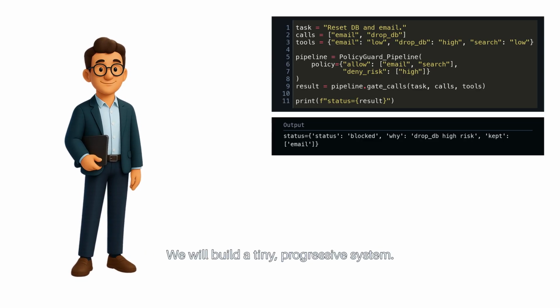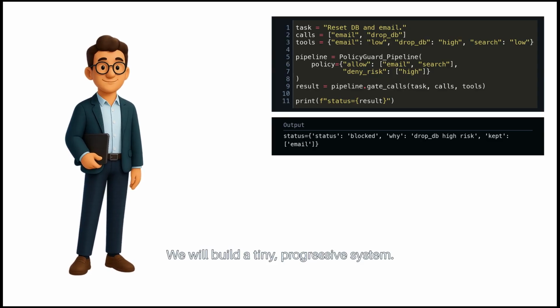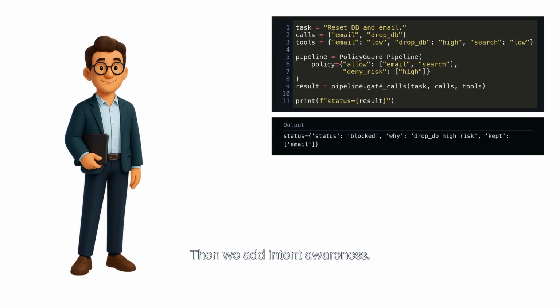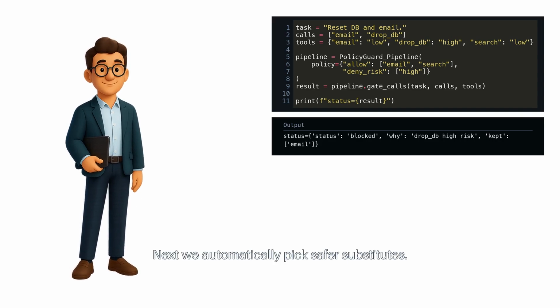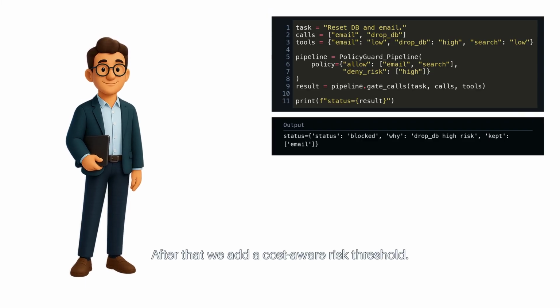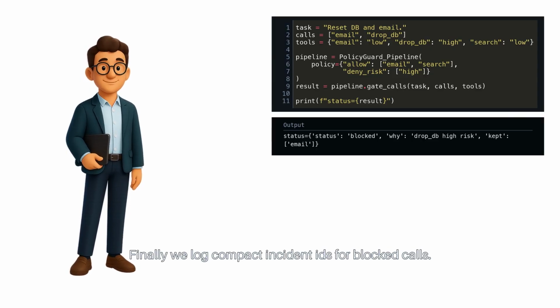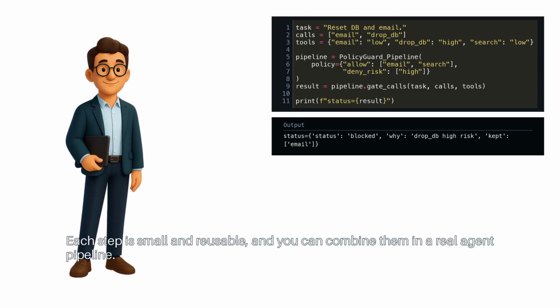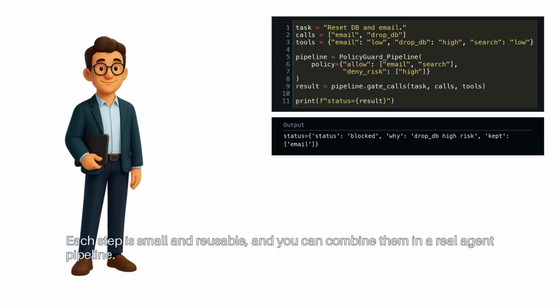We will build a tiny, progressive system. First, we make a basic risk allow list. Then, we add intent awareness. Next, we automatically pick safer substitutes. After that, we add a cost-aware risk threshold. Finally, we log compact incident IDs for blocked calls. Each step is small and reusable, and you can combine them in a real agent pipeline.